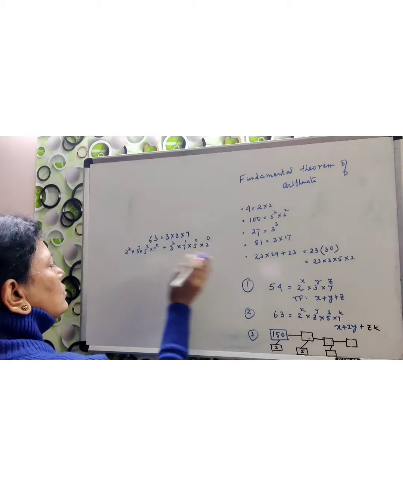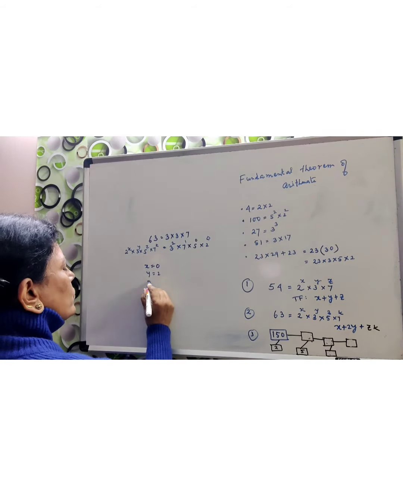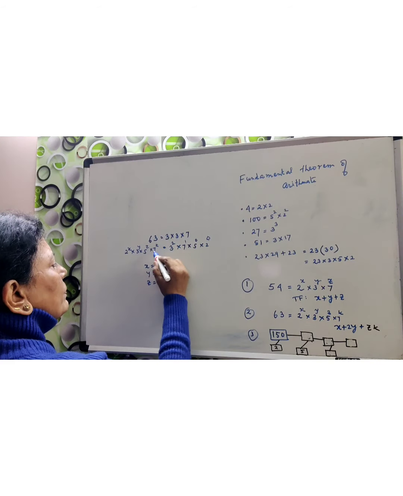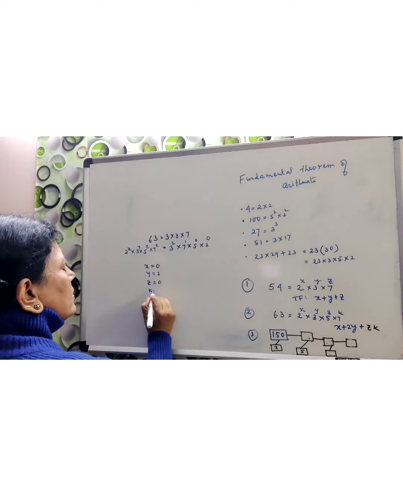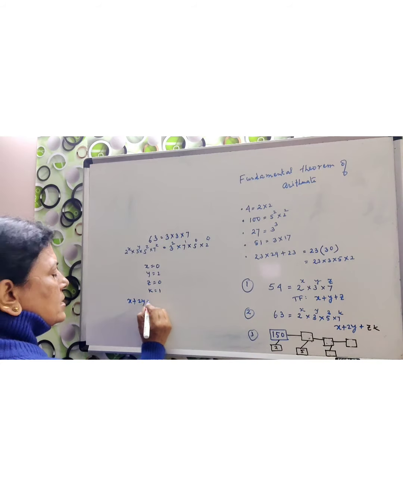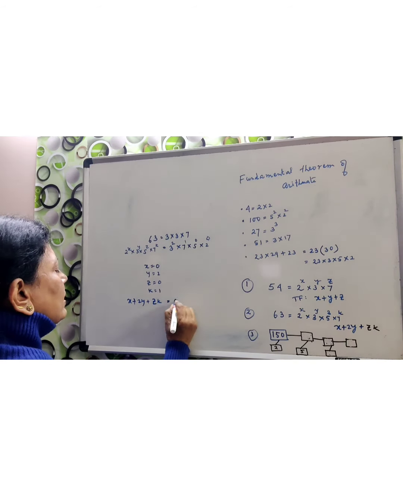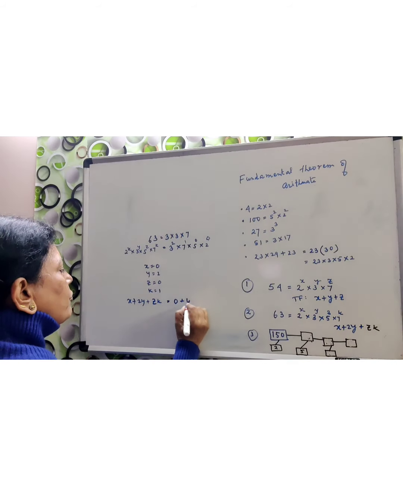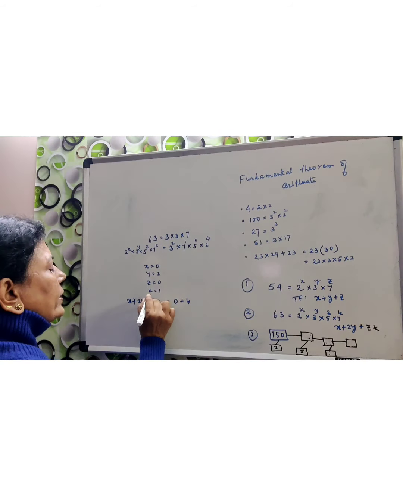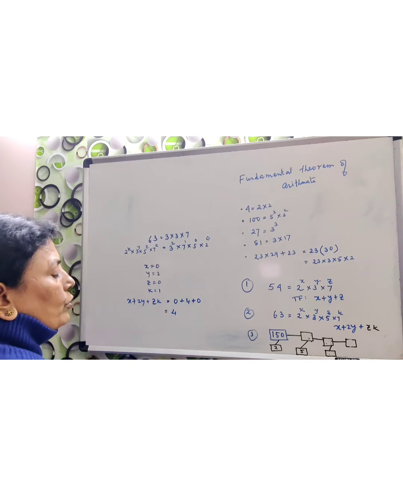Now comparing these two sides, 2 to the power x, so x is equal to 0. 3 to the power y, so y is equal to 2. 5 to the power z, so z is equal to 0. And 7 to the power k, so k is equal to 1. Now we have to find out x plus 2y plus zk. That is x, meaning 0, plus 2y, meaning 4, plus zk. Z is 0 and k is 1, so zk is 0. That implies this is equal to 4.